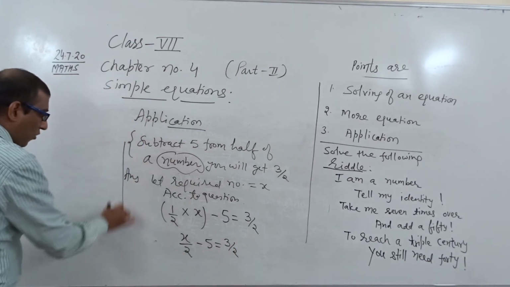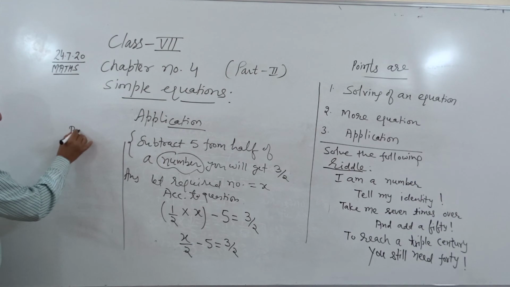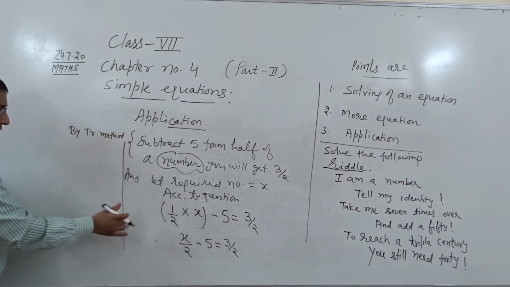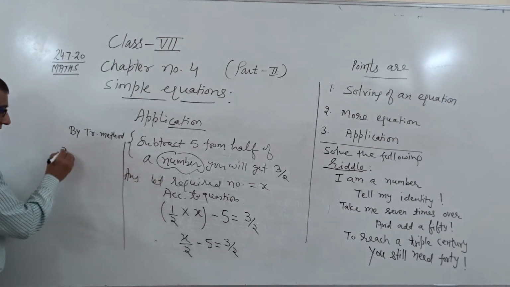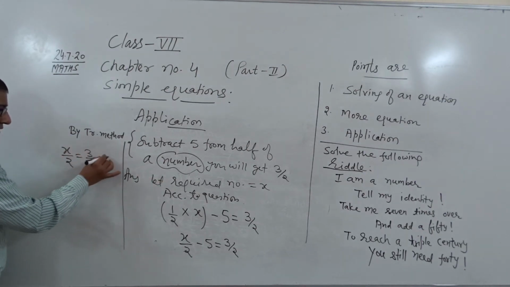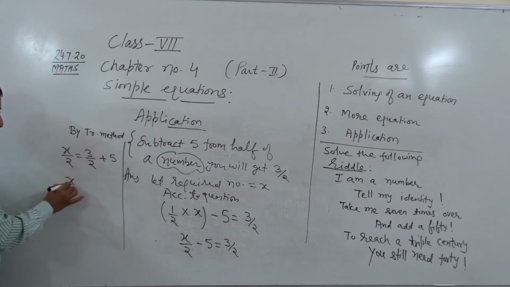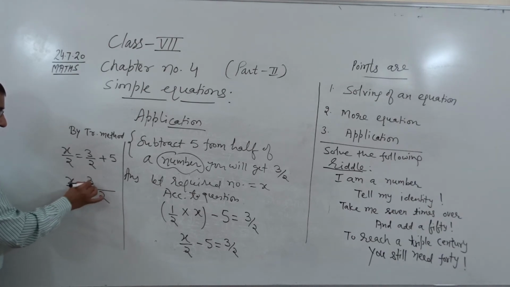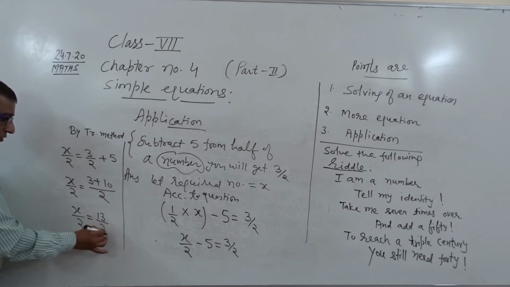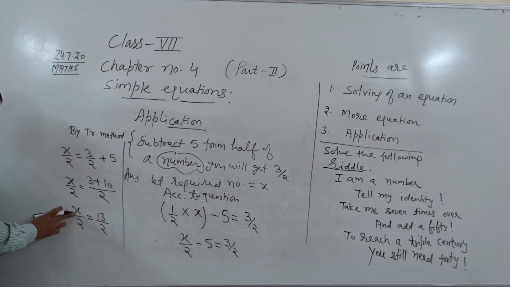Now how can we solve it? Again by the transfer method. You will transfer minus 5 from the left hand side to the right hand side. So the sign will change and it can be written as x upon 2 equals 3 by 2 plus 5. Now you take the LCM. When we take the LCM, it becomes 3 plus 10 and we get x upon 2 equals 13 upon 2. So if you see, we want only x and here is x upon 2.